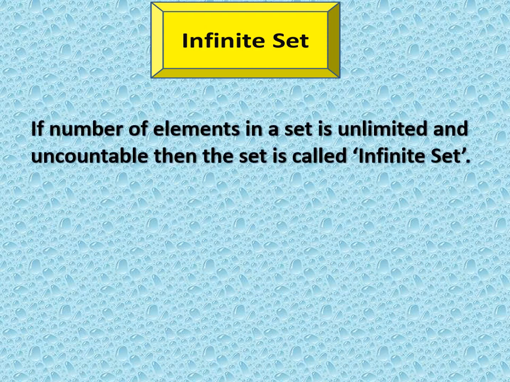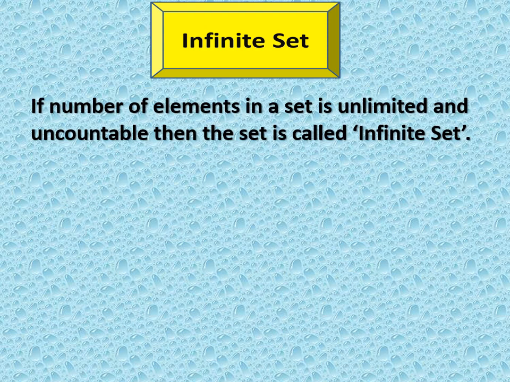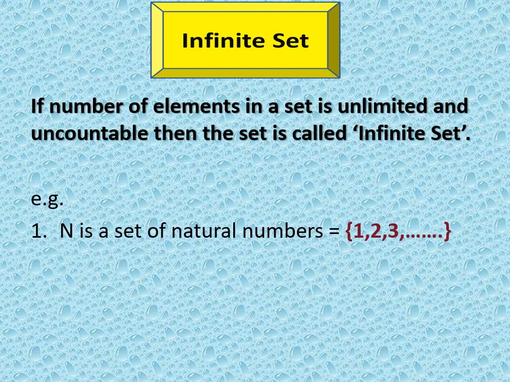Infinite set. If the number of elements in a set is unlimited and uncountable, then the set is called an infinite set. Example: N is a set of natural numbers. 1, 2, 3. Numbers are infinite. So, the set N of natural numbers is an infinite set. Set of whole numbers: students have to find the answer for this question. You have to write down this answer.